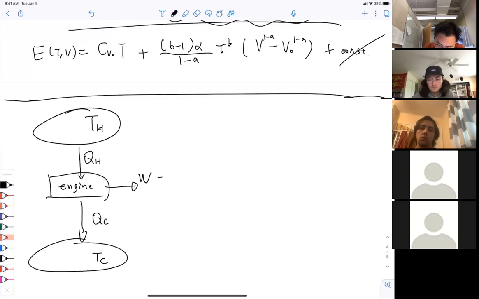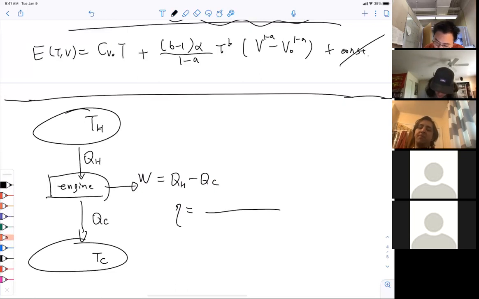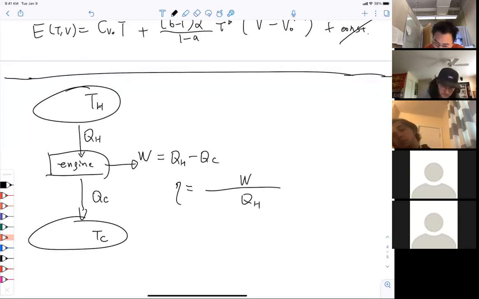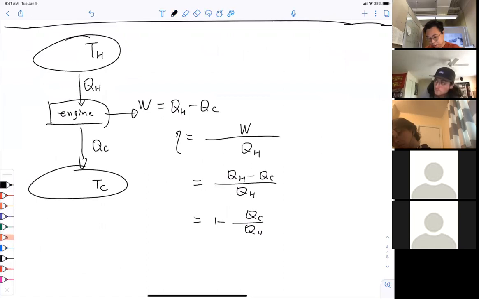Of course, the energy is conserved: W equals QH minus QC. And the efficiency is given by what we want, which is W, divided by what we take, which is QH. So it's (QH minus QC) over QH, something like this.